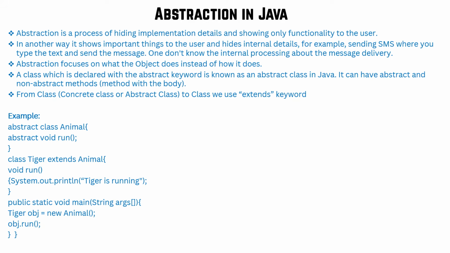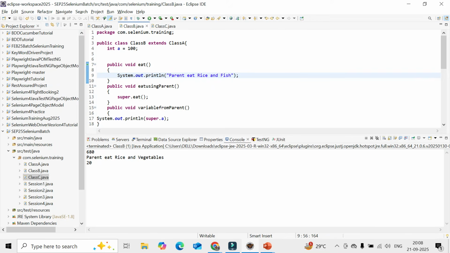A class which is declared with the abstract keyword is known as an abstract class in Java. It can have abstract and non-abstract methods. If you give a body, it is a non-abstract method. In case you are not giving any body, you need to define it as an abstract method. And for an abstract class, you cannot create an object or instance. No, it is not allowed. What you can do is create some other class, extend it there, implement the body, and use it there. Let's see the implementation in real time. Let's create a class.